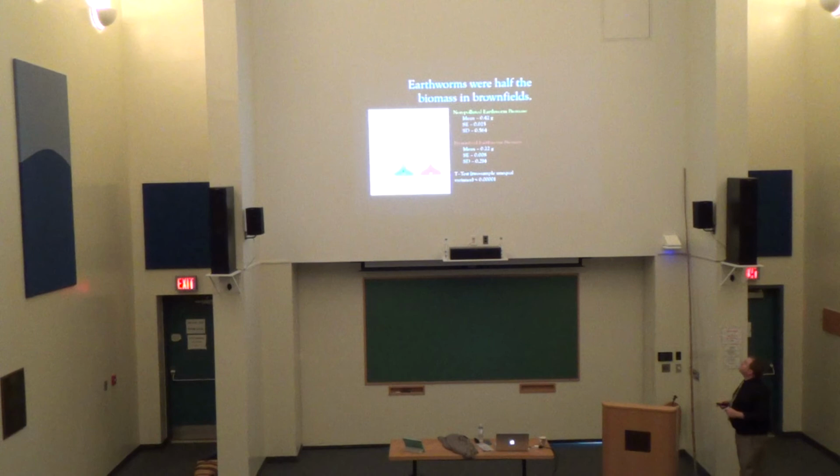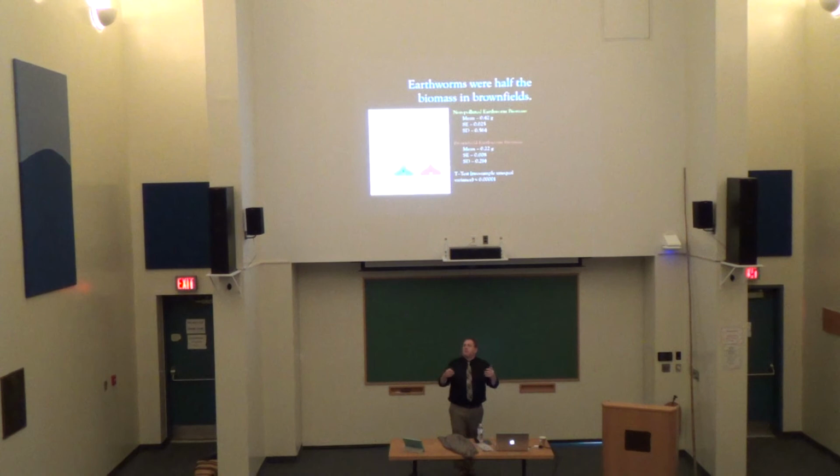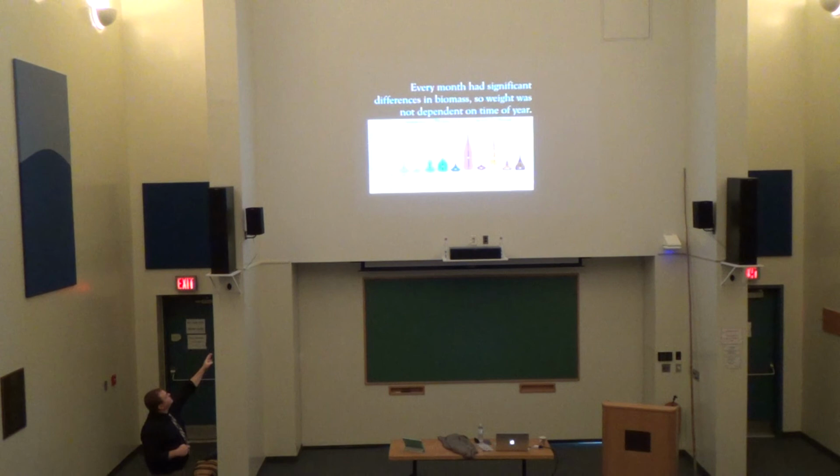So that was kind of an unexpected finding, and we wondered if perhaps we're just pulling from brownfields in the spring before the earthworms get big, and so we're just weighing the smaller ones. So given month over month, comparing polluted and non-polluted sites, here the lighter colored ones are the non-polluted sites, the darker colored are the brownfields.